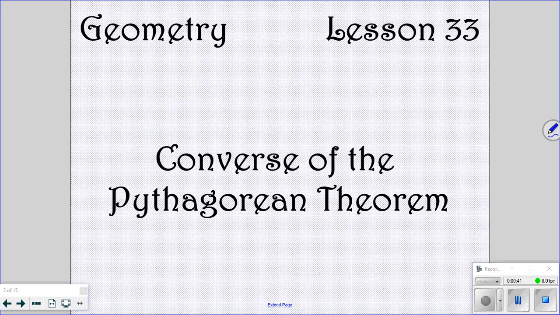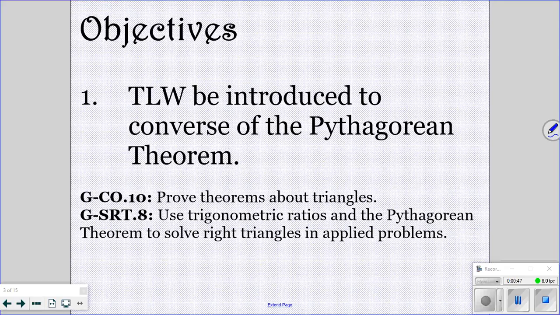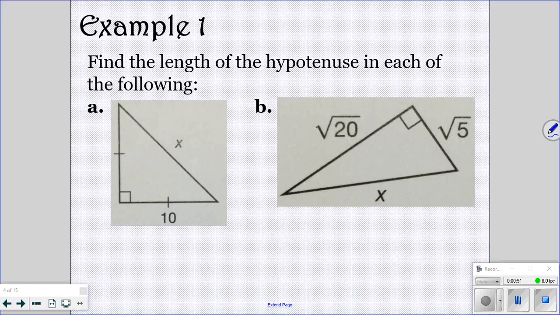Okay, so we're looking at lesson 33 today, the converse of the Pythagorean theorem. So hopefully you'll understand how the converse of the Pythagorean theorem works after this lesson. So we're going to use the Pythagorean theorem to review, to find the length of x in each of these pictures. So on the first one, both of the legs are 10 because they are both congruent to each other.